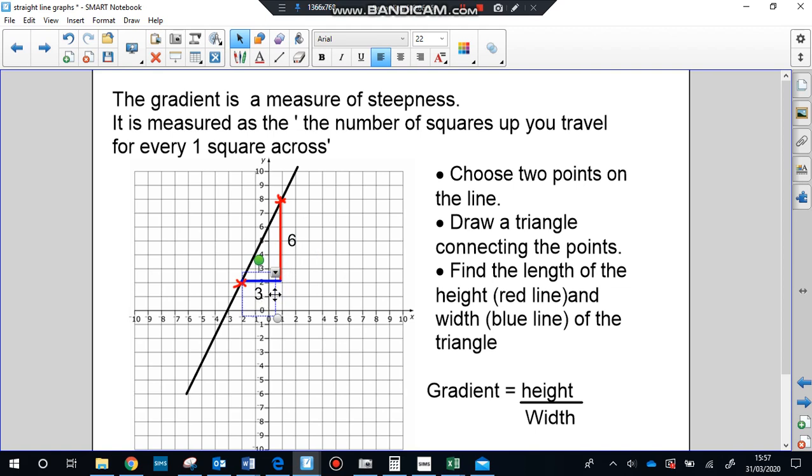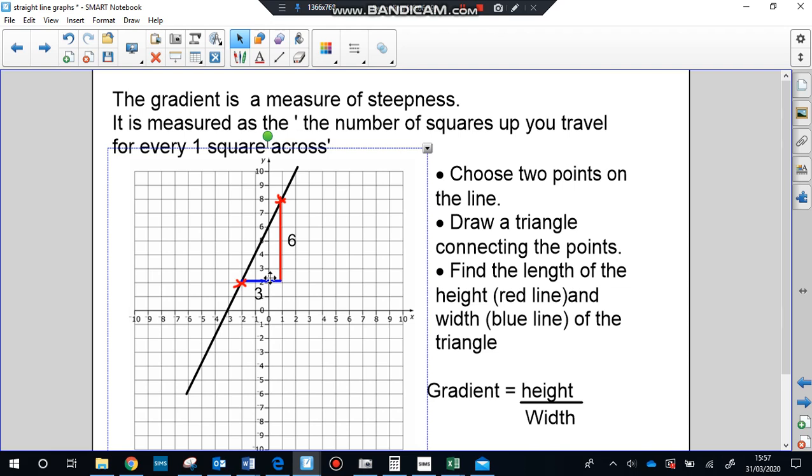No, I'm not counting the squares. I'm actually using the numbers on the axis. So I said it's 2 up to 8, which is 6, and -2 to 1, which is 3. So you have to use the scales on the lines, which is not always how many squares there are.